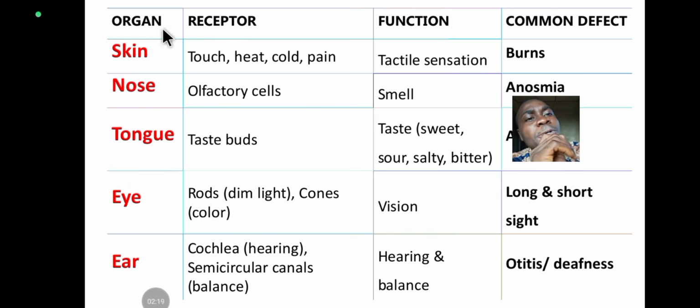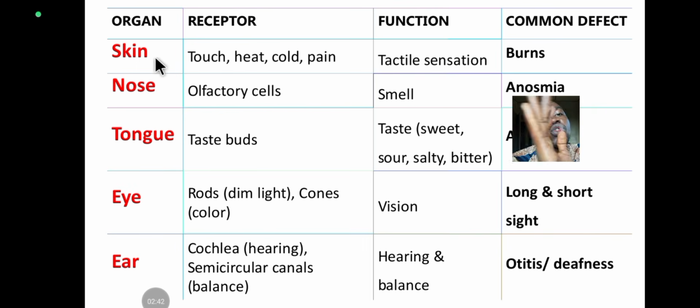The other column is the receptors, while the third column is the function, and the fourth column is the defects. These are what Jamb wants you to know. They specified it in their syllabus and they want you to know it. They want you to be accustomed to them because you are definitely going to see it in your Jamb exam.